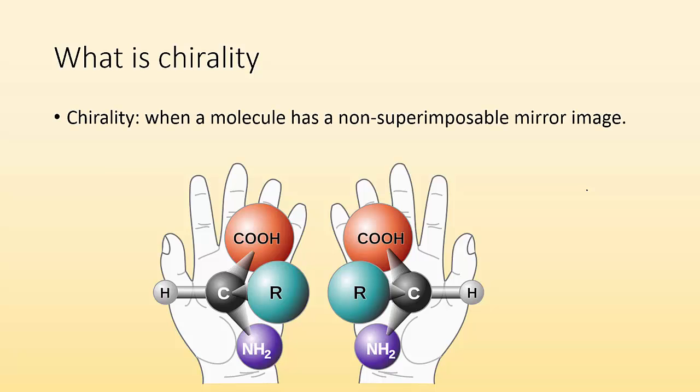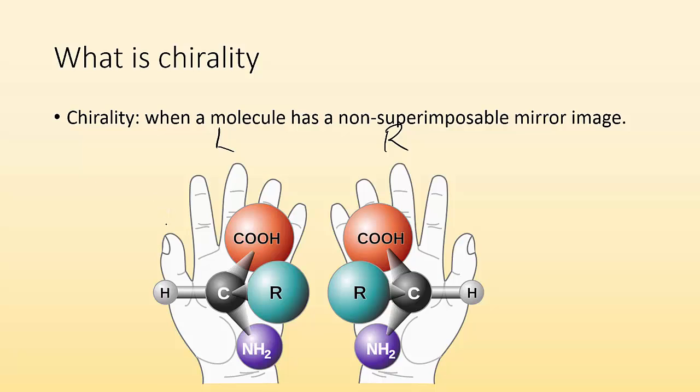Basically, chirality is when a molecule has a non-superimposable mirror image. So it's kind of like a left hand and a right hand, right? They're mirror images of each other, but you can't superimpose them. You can't lay them on top of each other and make the same thing. That's why left-handed gloves are different than right-handed gloves. They're not the same. They're different.